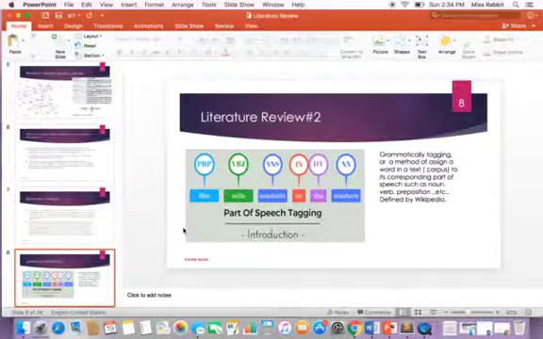Now let us look at Scholar paper number 2, which is focused on part of speech tagging, one of the models for speech recognition. Part of speech tagging is grammatical tagging, a method of assigning a word in a text to its corresponding part of speech, such as noun, verb, or preposition. This definition is provided by Wikipedia.